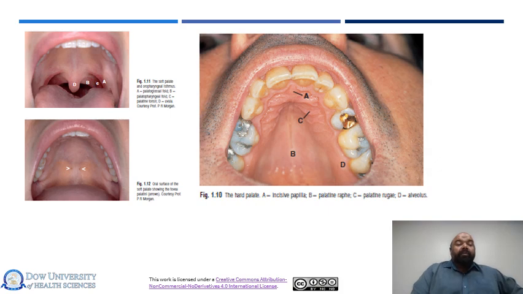The part posterior to the hard palate is known as the soft palate, which doesn't have any underlying bone. And then the soft palate is continuous, and the most posterior part is known as the uvula.